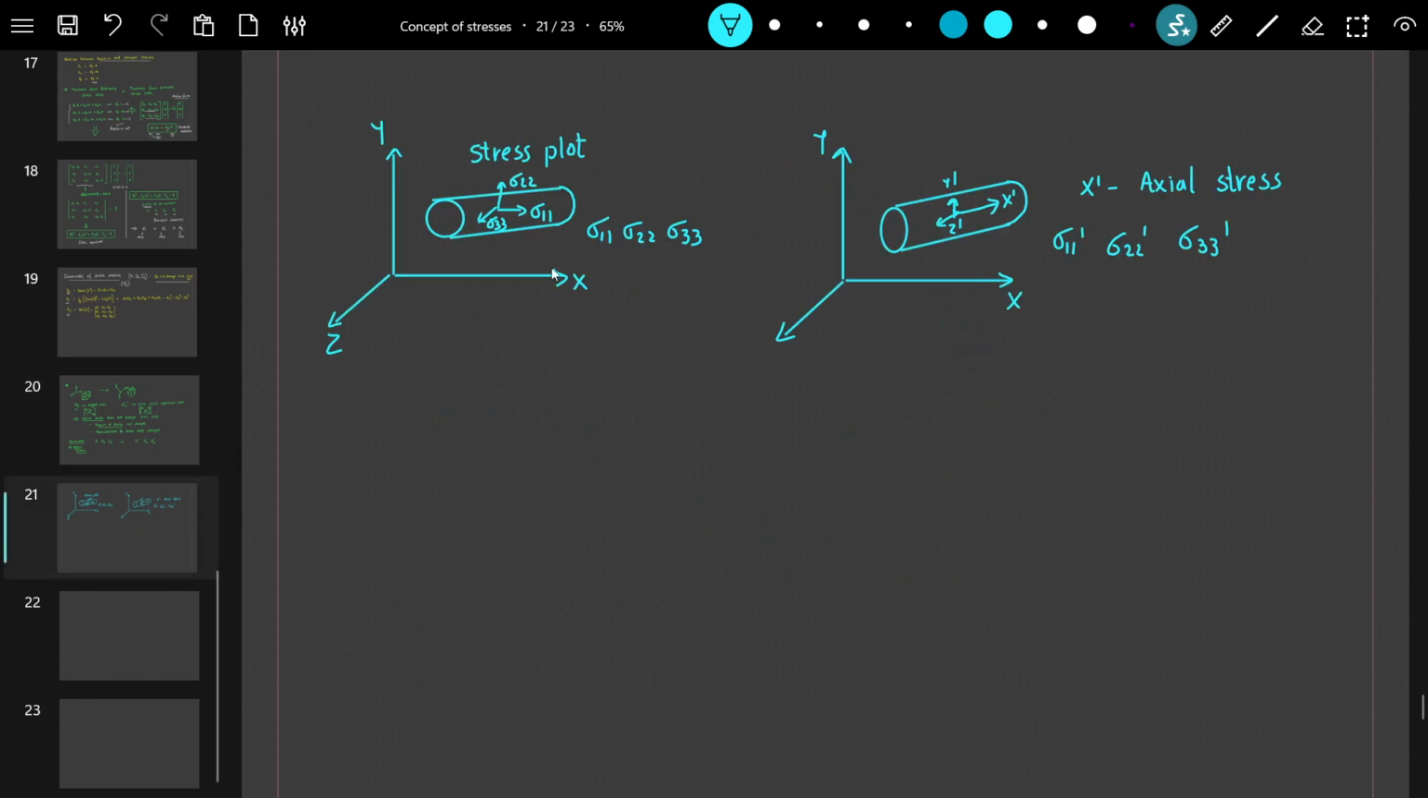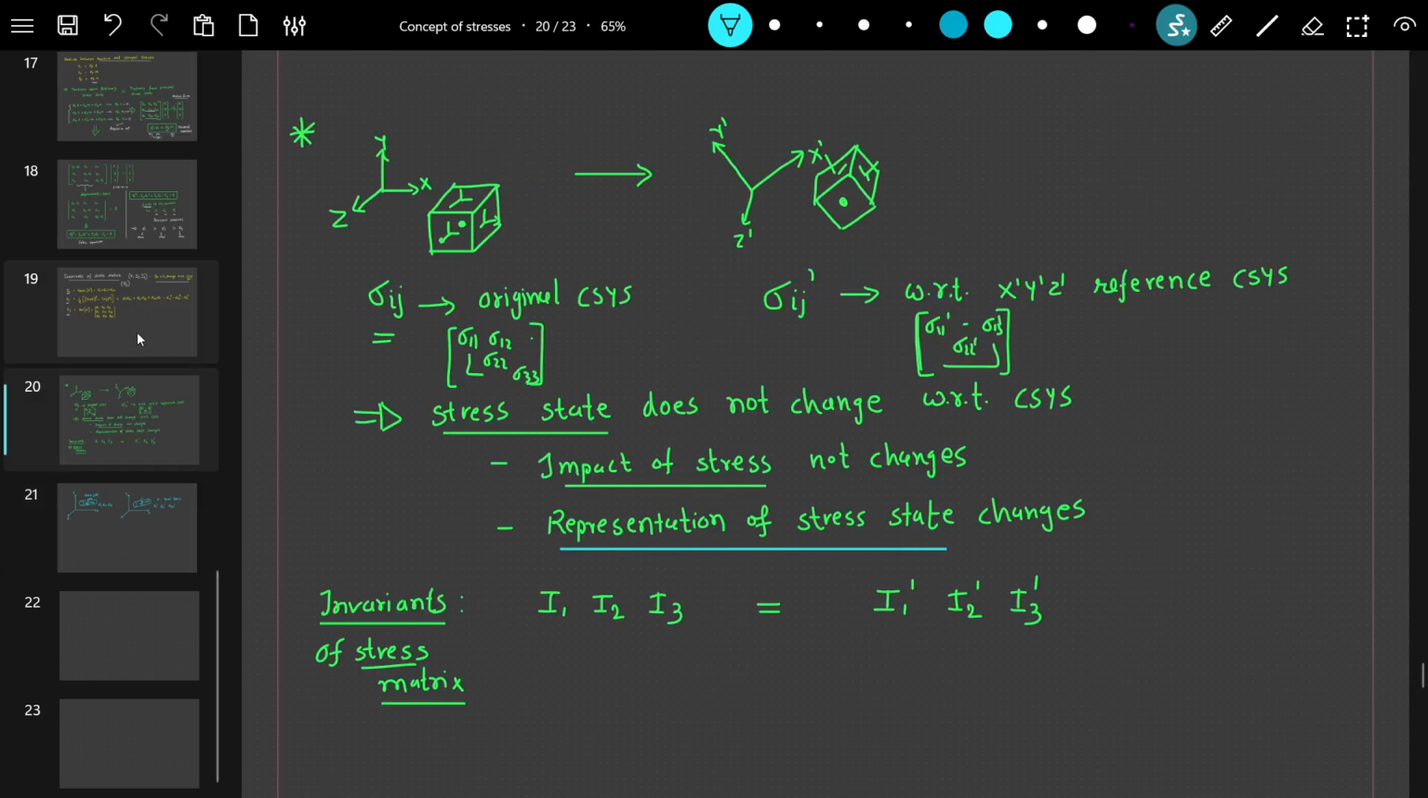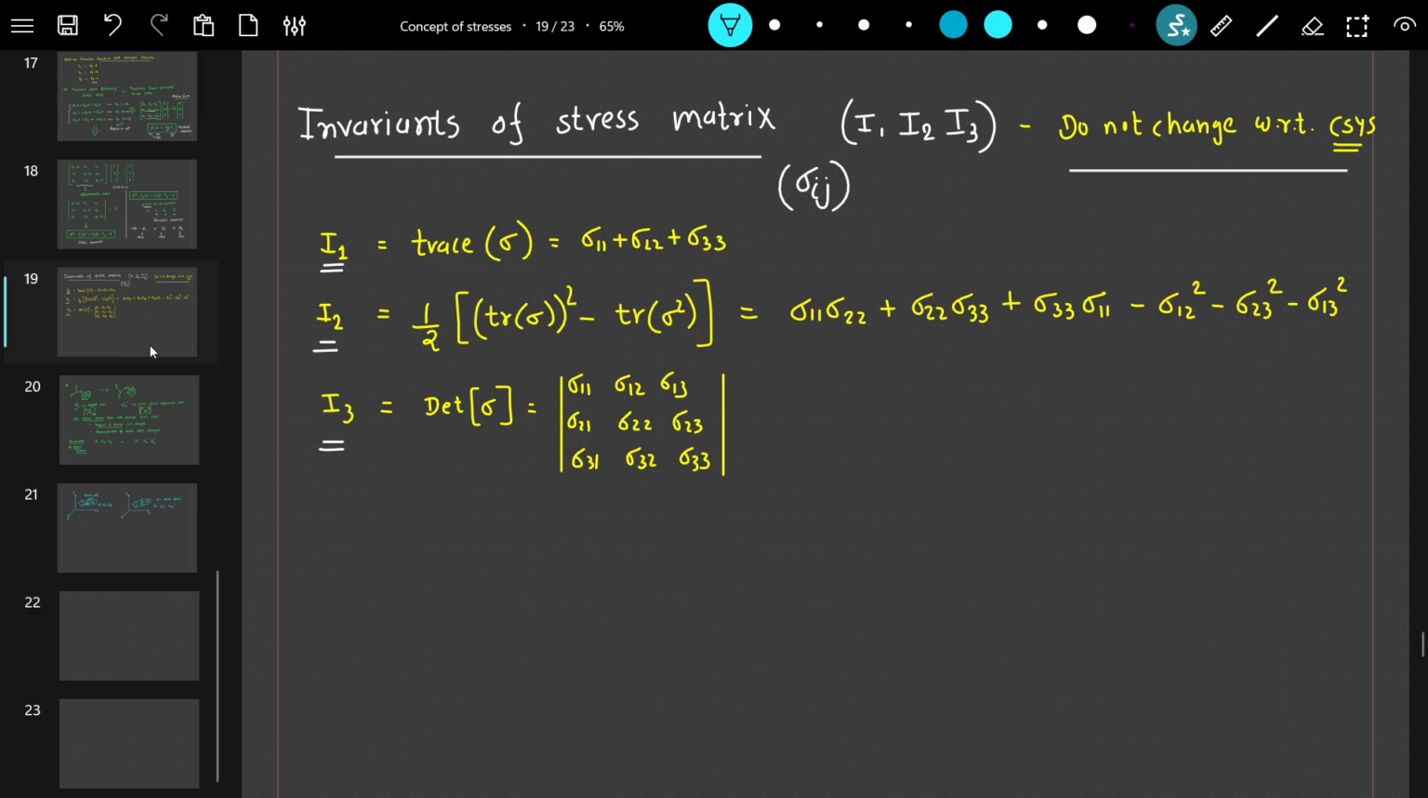And if you notice in your FEA post processing, some software gives invariants as outputs in your output variables. We can see that the invariants will not change even if you plot the stress output in the local coordinate system. So I hope this invariance concept is clear.